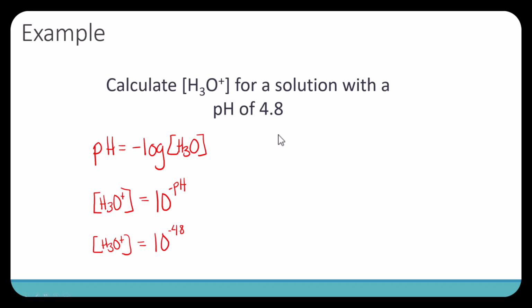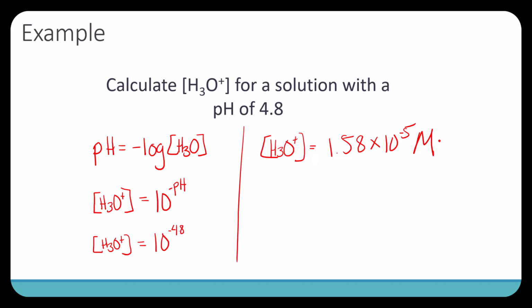Where did I get that 4.8? I got it from the pH. It gave me the pH. So I'm going to type into my calculator 10, the little caret, negative 4.8, and I get a value that looks like this: 1.58 times 10 to the negative fifth. This is, remember, a concentration, so I'm going to stick the unit for molarity onto the end.